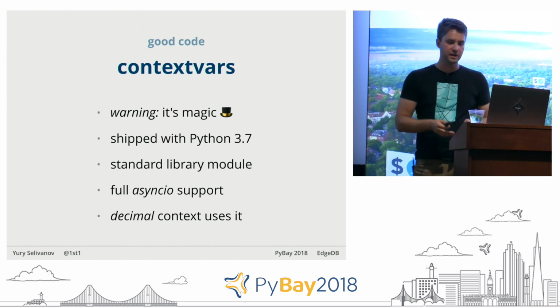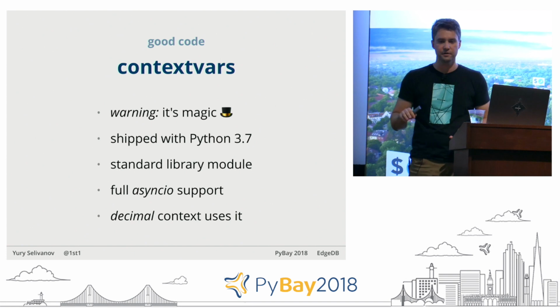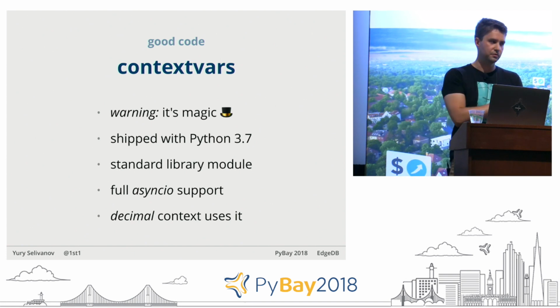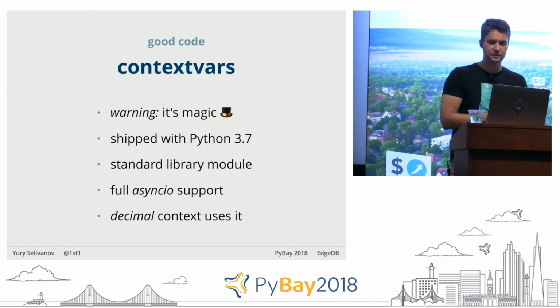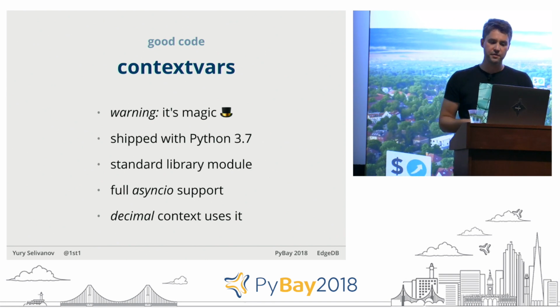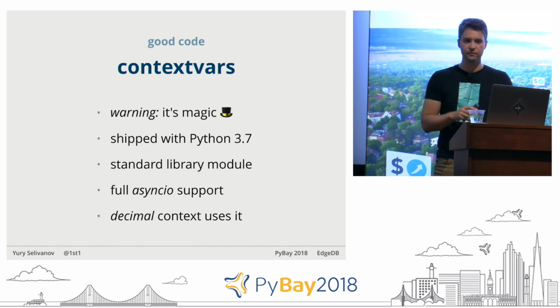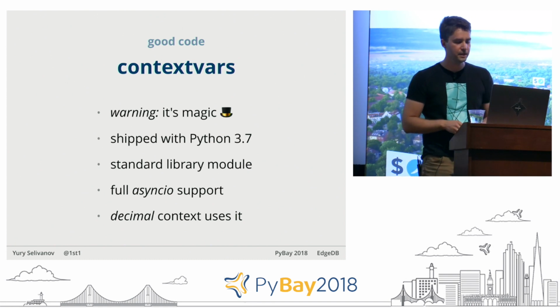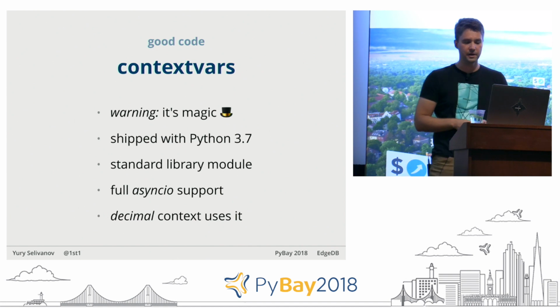First of all, warning, it's magic. And like any magic, you shouldn't just use it because it's there. Sometimes you actually want to just pass something via a variable or an argument to a function. But in some cases, it's pretty much necessary to use context variables. So it ships with Python 3.7. It's part of the standard library. Asyncio supports context variables out of the box. You don't need to do anything about them. And actually, the decimal module uses context variables now in Python 3.7.